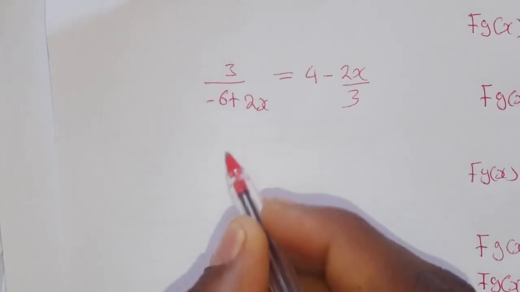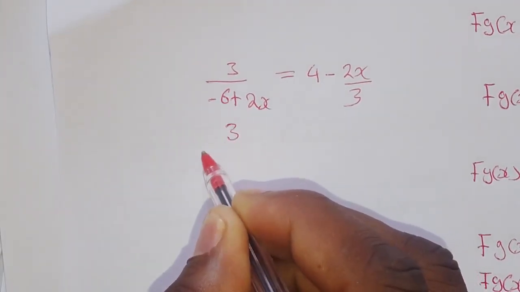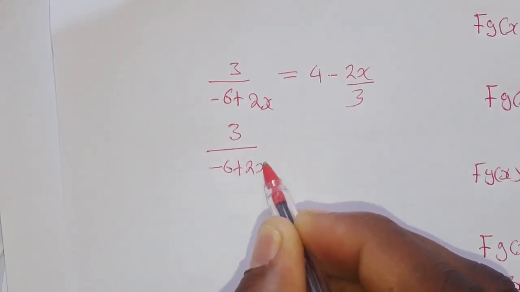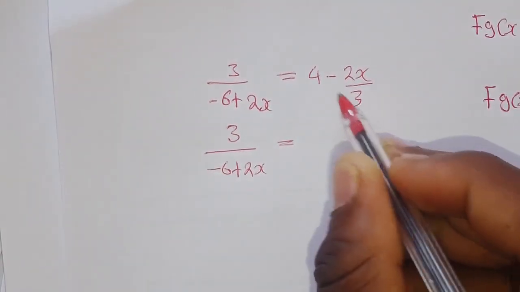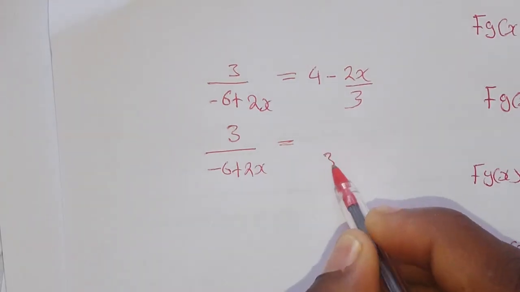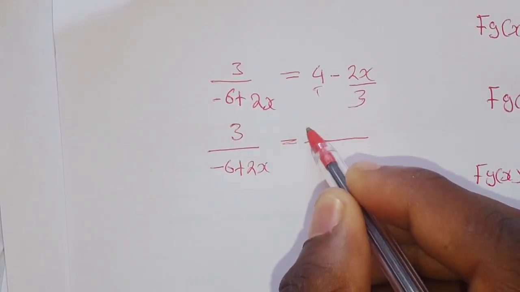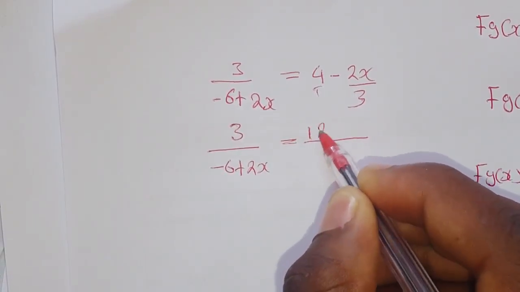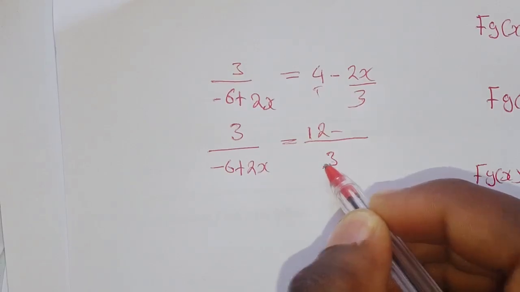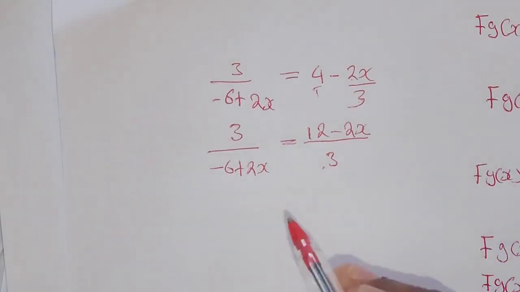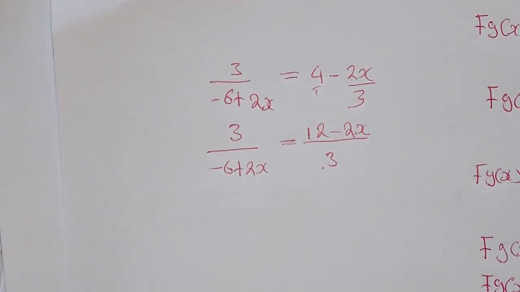Okay, so we have 3 over negative 6 plus 2x is equal to... Here, when we find the common denominator, it will be 3. We do 1 into 3 to give us 3 multiplied by 4. This will give us 12 minus 3 into 3, 1 multiplied by this to be 2x. Okay, it will be 2x.